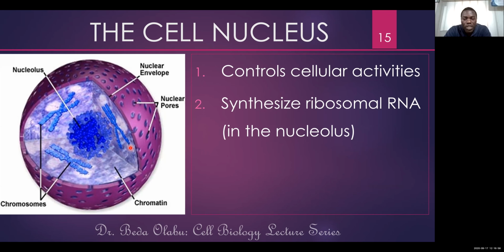The RNA component of ribosomes is synthesized within the nucleus. The specific region within the nucleus that synthesizes ribosomes is known as the nucleolus. So the nucleolus is for synthesis of ribosomal RNA. Ribosomes have an RNA component as well as a protein component. So the RNA component is synthesized within the nucleolus.